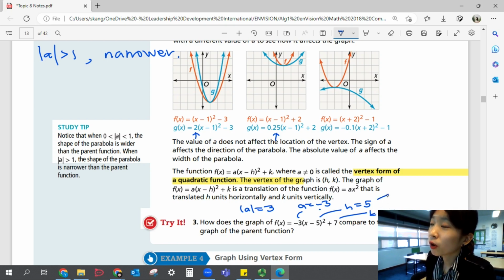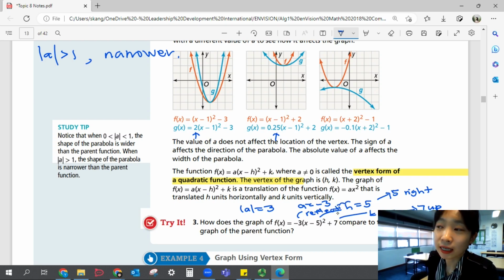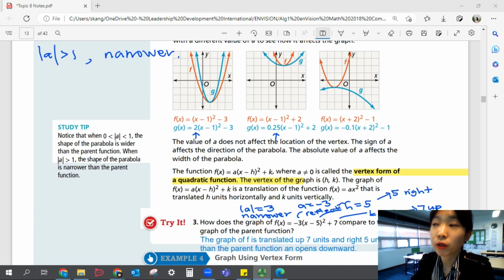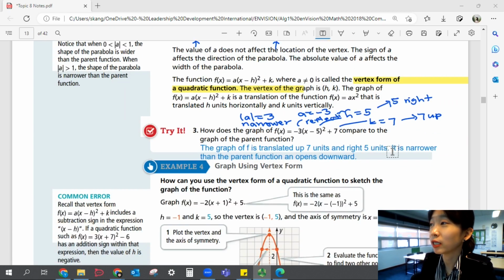So you're going to move 5 units right, and then 7 units up. And then that means reflection. We have a reflection because A is negative. And also the magnitude of A is greater than 1, so it's going to make the graph narrower. So let's summarize that and write that down. Put it together. Okay, so the graph of f is translated up 7 units and right 5 units. It is narrower than the parent function and opens upward.